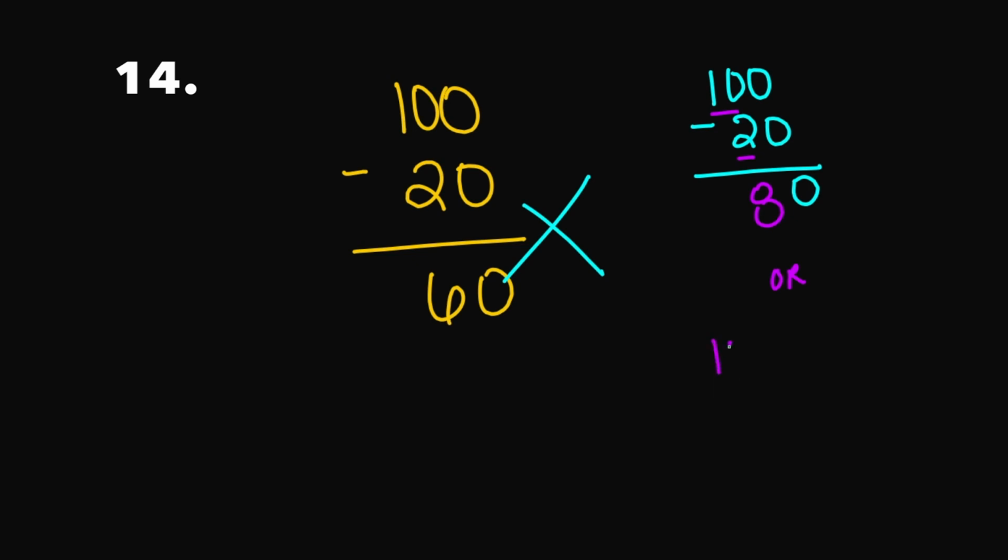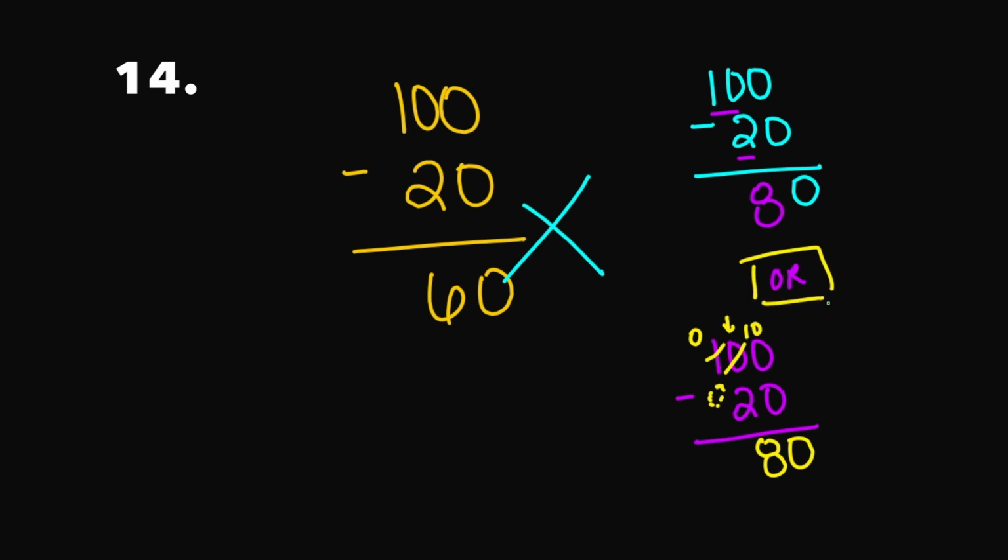Or you can do 100 minus 20. You can subtract 0 minus 0 is 0. And then when you get here, 0 minus 2 is going to give you a negative number. So you're going to borrow from this 1. This 1 is going to turn into a 0. This 0 here is going to turn into a 10. So 10 minus 2 is 8. And then 0 minus your imaginary 0 here is going to equal 0. So you can choose which option you prefer to do. However, remember 100 minus 20 equals 80 and not 60. So this question here is false.